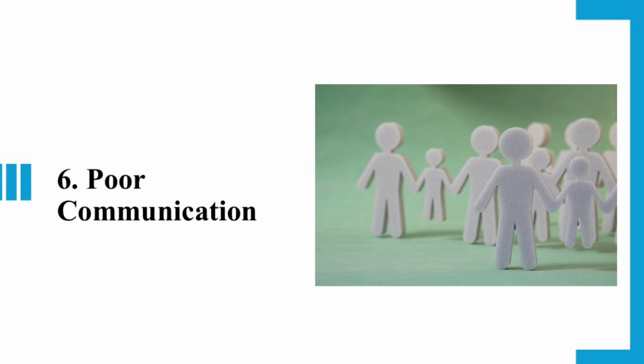Poor communication is at number 6, and this is another very important one. Effective communication is essential for successful risk management. However, many organizations struggle with conveying risk information clearly and consistently. Poor communication can lead to misunderstandings about risks and mitigation strategies, resulting in misalignment among stakeholders.